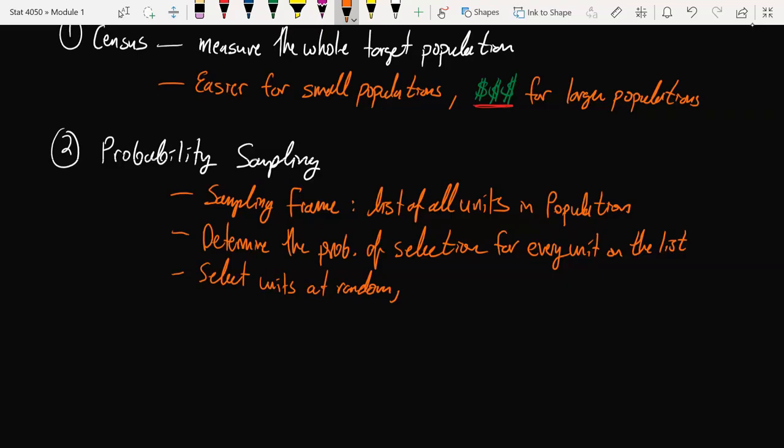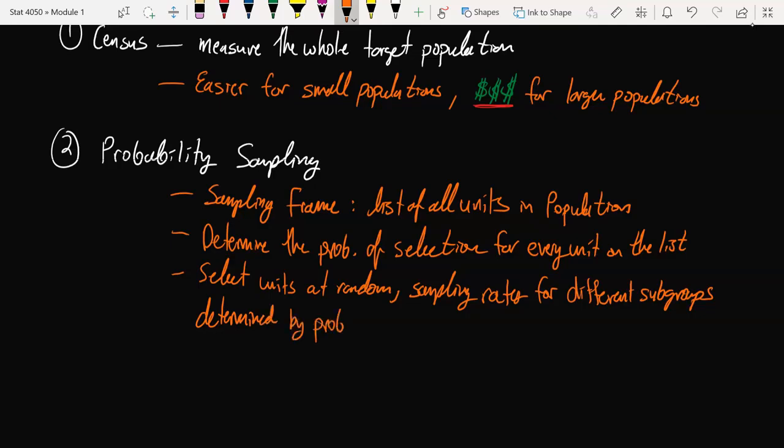Sampling rates for different subgroups are determined by the probability of selection. Okay, probability sampling. The key thing about probability sampling, something really important, is that you know the probability. We know the probability of selection for every unit on the list. And that's pretty important.